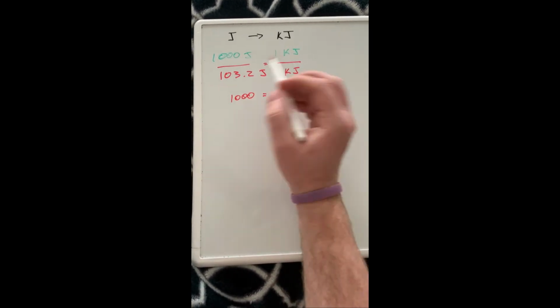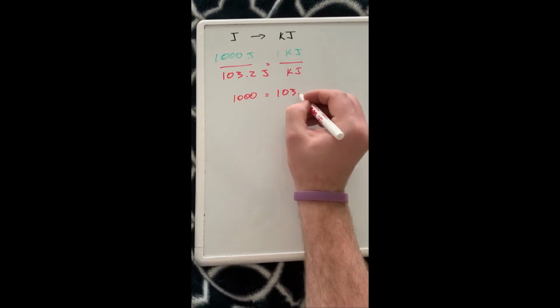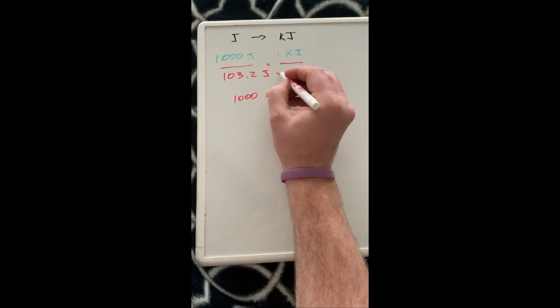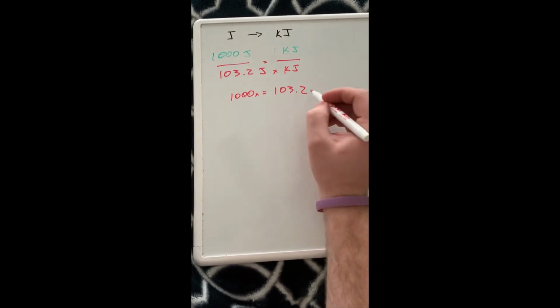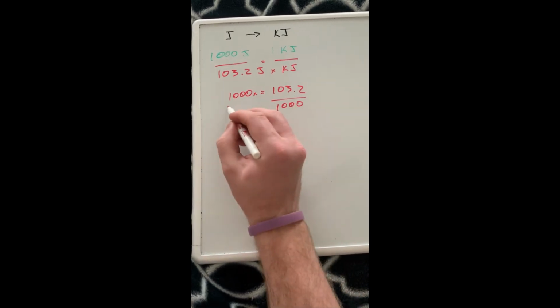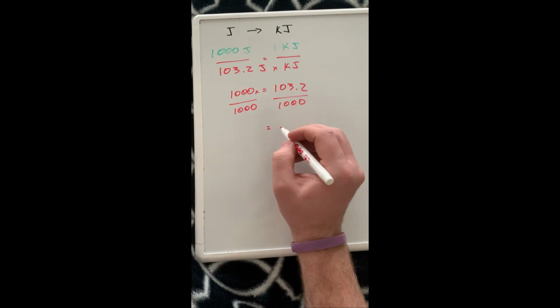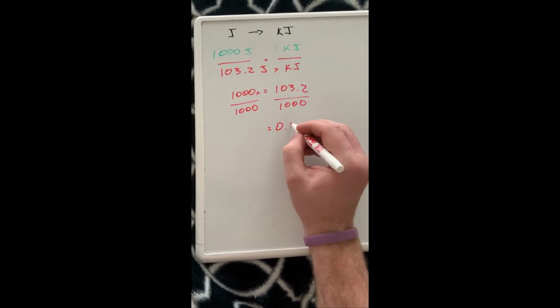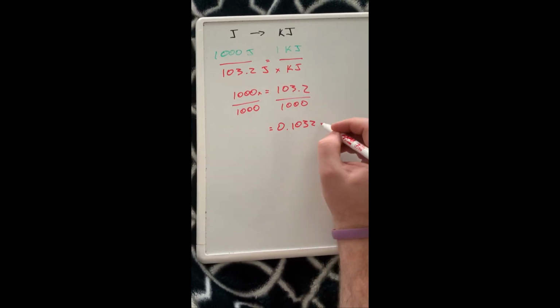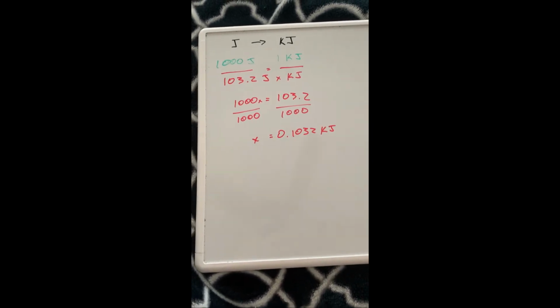And then 1 times 103.2. Oh, down here is an x, so that needs to be 1,000x. And then I would just divide this by 1,000. And that would give me 0.1032 kilojoules. So that's one way to do this.